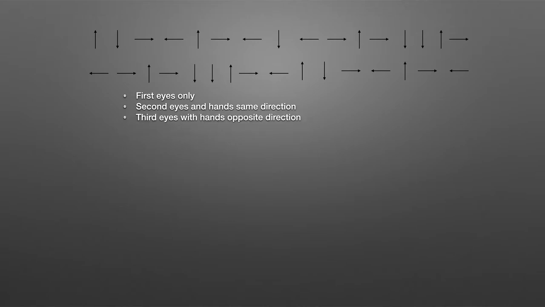So how do we do this? First of all, we start with horizontal and vertical lines, looking up, looking down, and looking left and looking right. Once the child can control all of these very easily, we then put in our hands and we move our hands pointing up with our arms stretched out, pointing down, pointing left, pointing right, at the same time as our eyes. Then we can move our hands and our eyes in opposite directions.